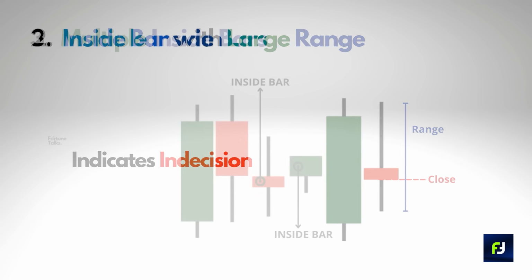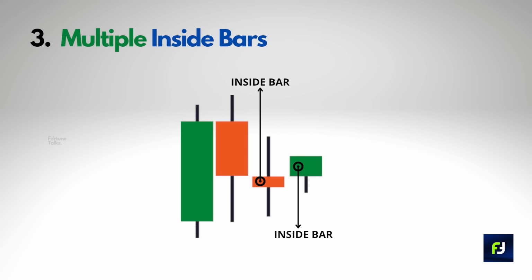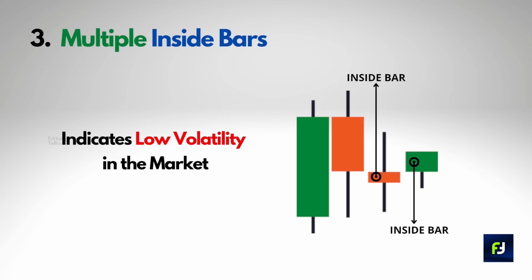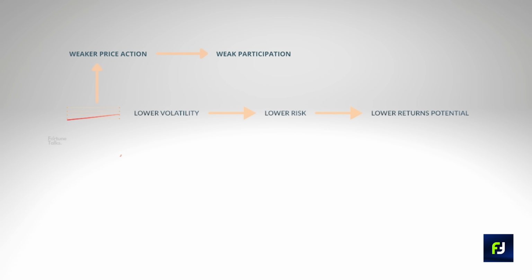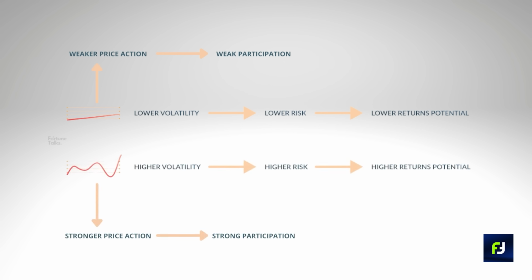Now the third type of inside bar is multiple inside bars. So in this case, you have multiple inside bars together. This is a powerful pattern because it tells you that there is a low volatility in the market. To briefly talk about volatility, low volatility is associated with weak participation from the market participants, or it can signify weak price movements, while a high volatility is associated with elevated interest from the market participants.